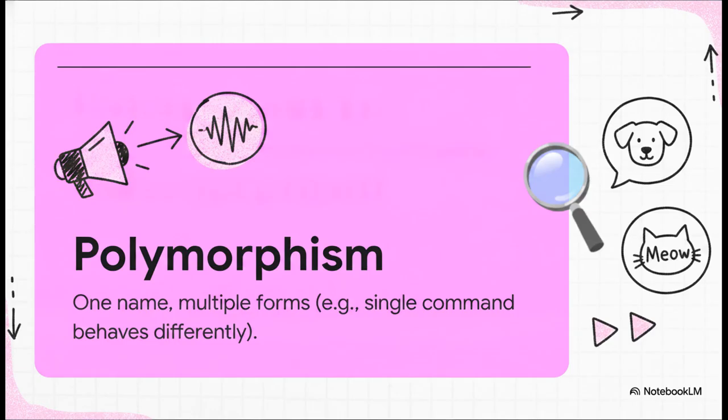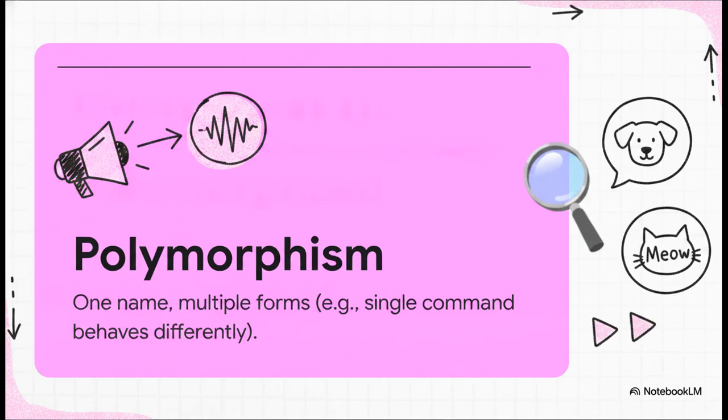And that perfectly sets us up for our final pillar, polymorphism. The word literally translates to many forms. Polymorphism dictates that a single command can behave differently depending on the specific object it interacts with. Imagine you have a general command in your code called animal sound. If you send that command to a dog object, it returns a bark. But if you send that exact same command to a cat object, it returns a meow. It's one single instruction producing multiple different forms of output.